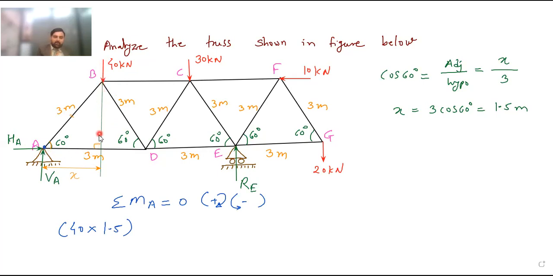So take it downward and then rotate about the point A. Direction is clockwise. It will rotate in clockwise direction. So this is plus. So 40 into 1.5. Now we will move to the next.